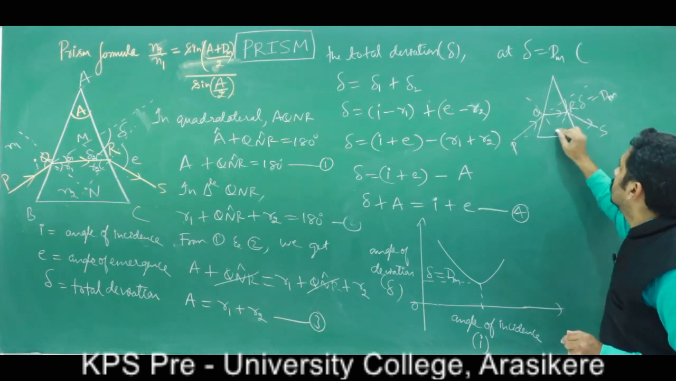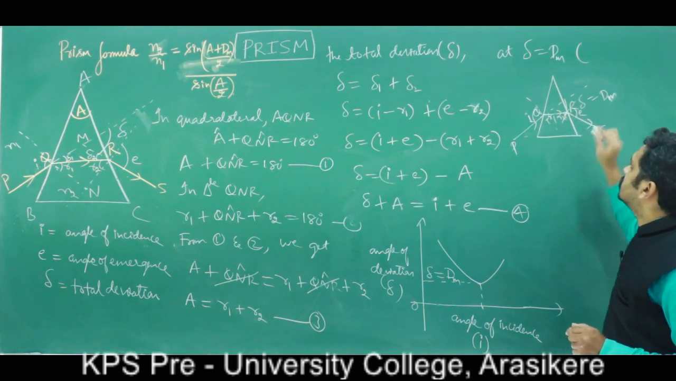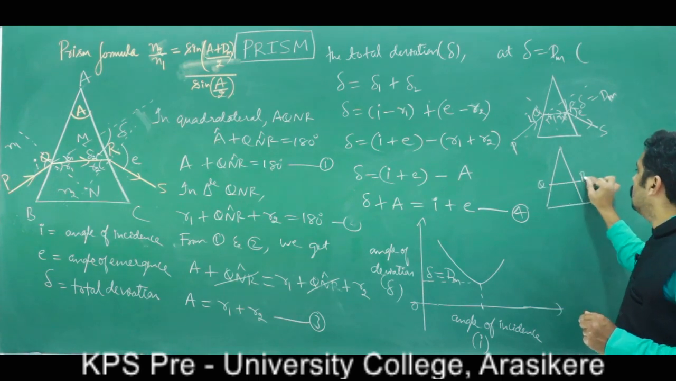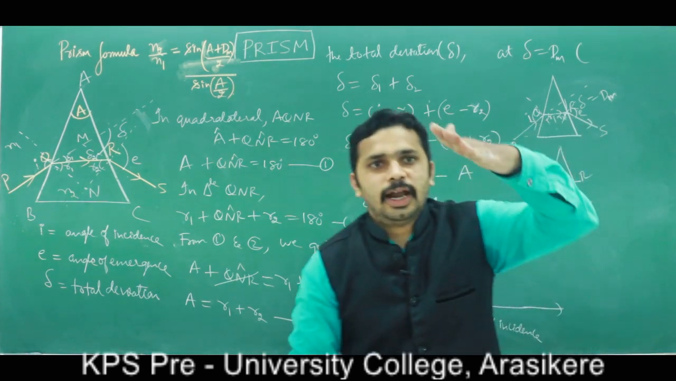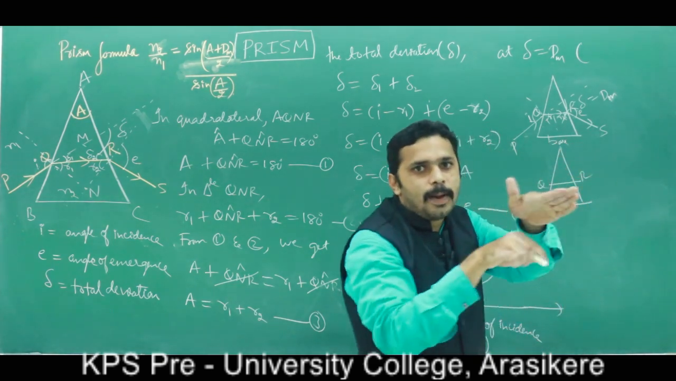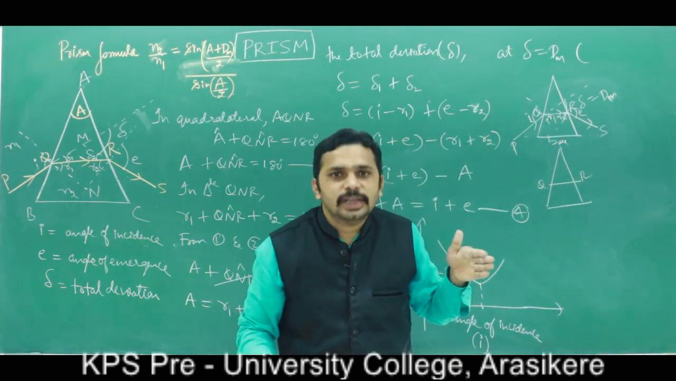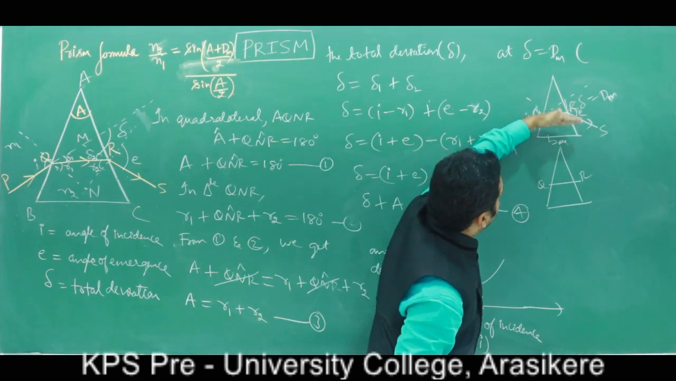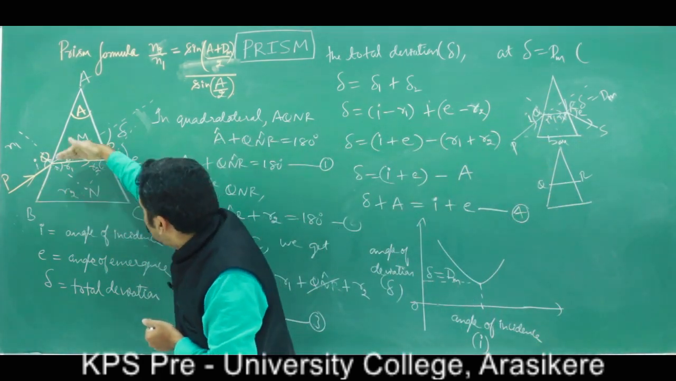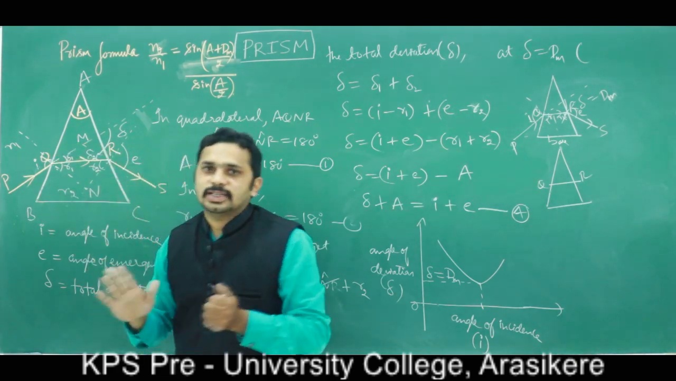Look at here. This is I, this is R1, this is R2, this is E. For the minimum deviation position, look at the refracted ray QR. The refracted ray QR is parallel to the base of the prism.